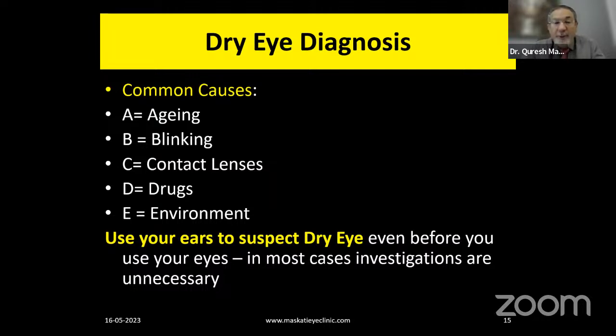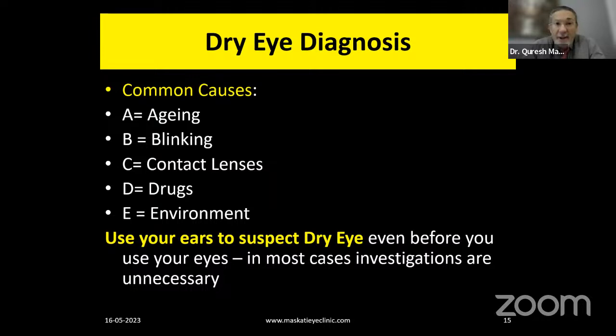We must encourage patients, young patients especially, who are on the screen for 8 to 10 hours a day, to blink more often. Every few minutes they must voluntarily blink, and every 30 minutes they must close their eyes for about half a minute or a minute or so. So B is for blinking. C is for contact lenses. Those who wear contact lenses, there is an additional surface from which the tears can evaporate.